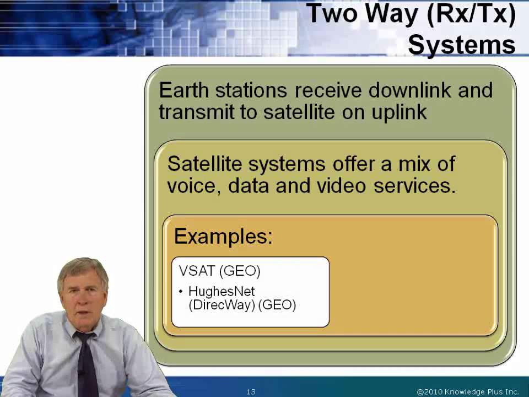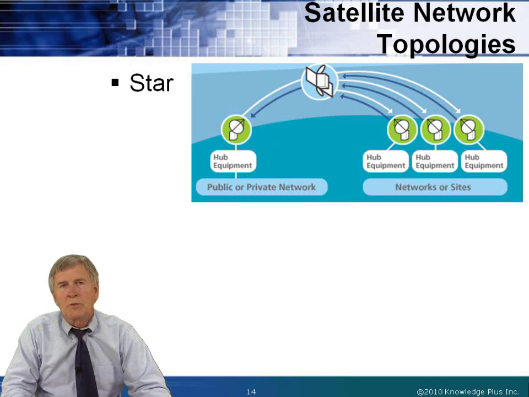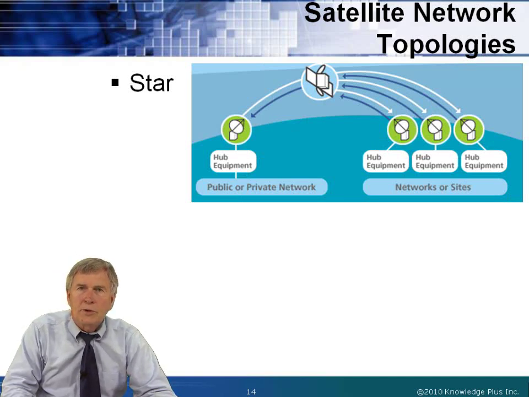Some examples: a very small aperture terminal, a VSAT, in geostationary Earth orbit, such as HughesNet, DirecWay; and Globalstar, Iridium in a low Earth orbit. And we'll go into a little more detail of these later. So different orbital positions, but still solid communications.